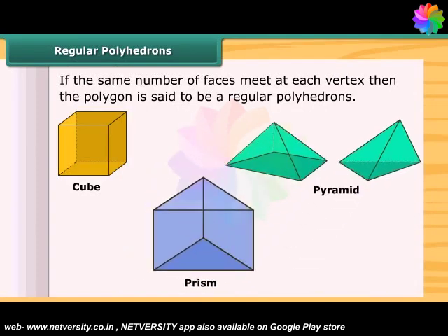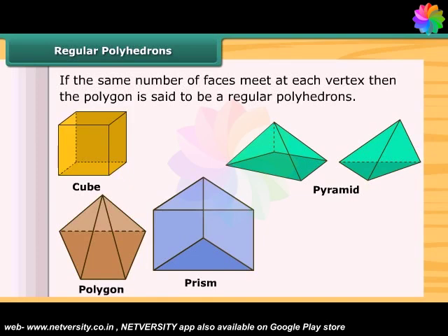A prism is a polyhedron whose base and top are congruent polygons and whose other faces, that is, lateral faces, are parallelograms in shape. On the other hand, a pyramid is a polyhedron whose base is a polygon of any number of sides and whose lateral faces are triangles with a common vertex. If you join all the corners of a polygon to a point not in its plane, you get a model for a pyramid.